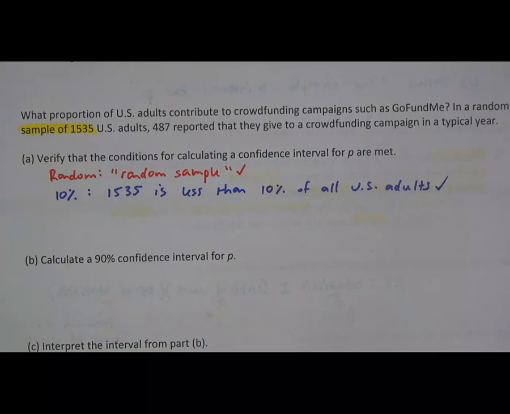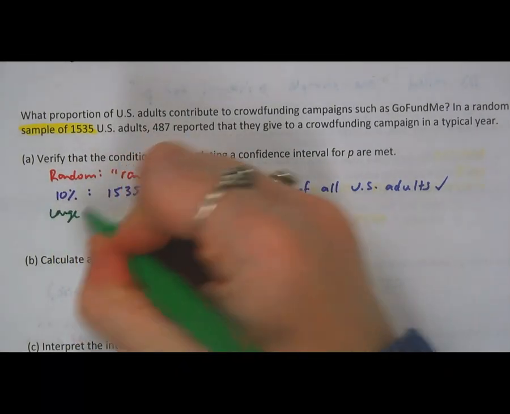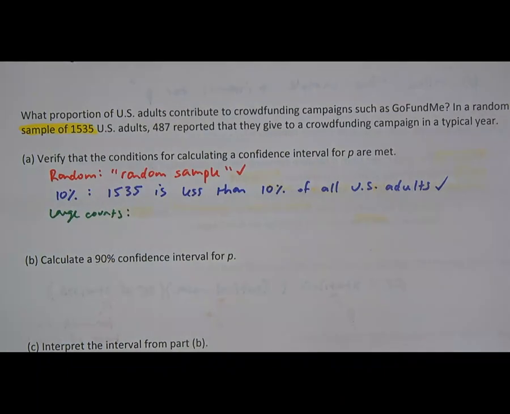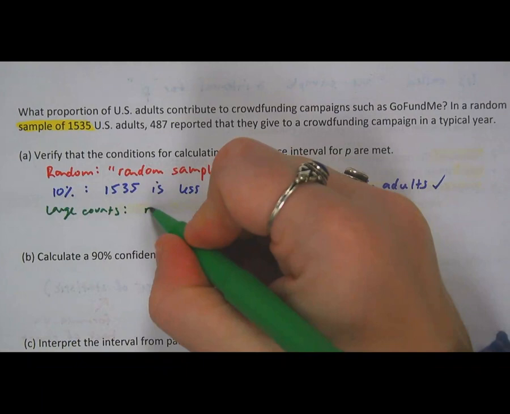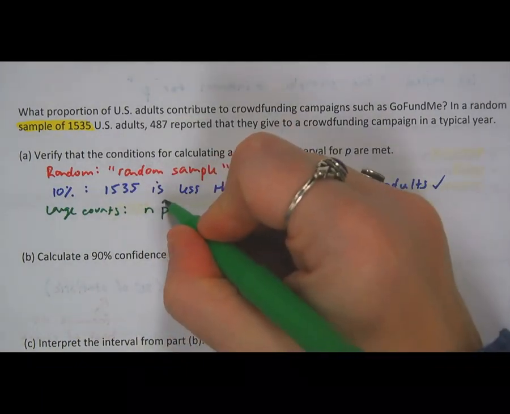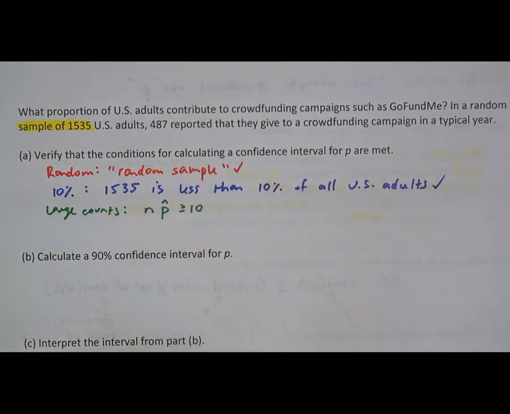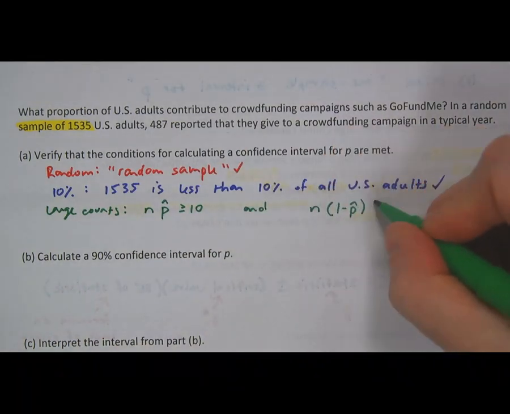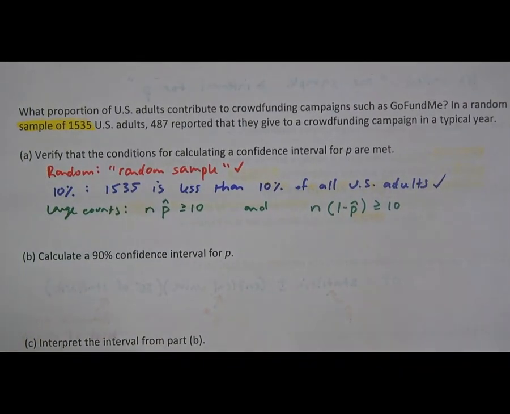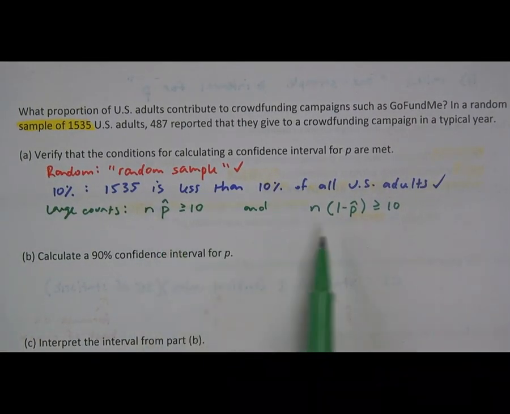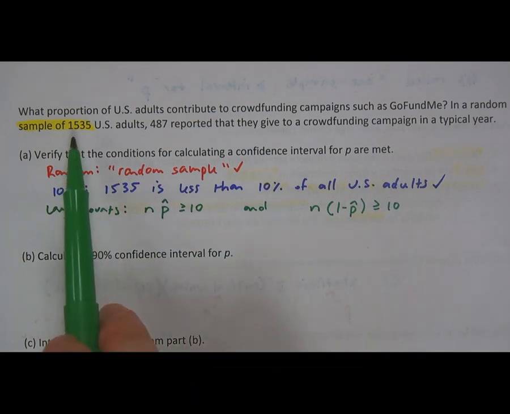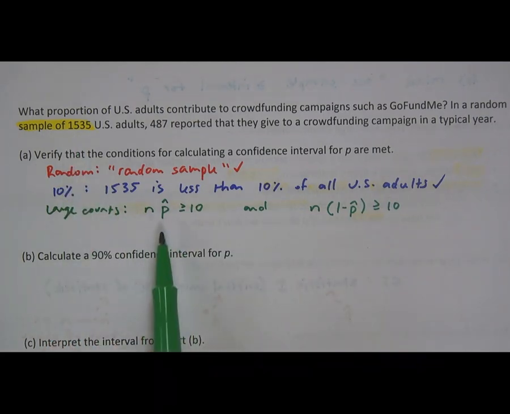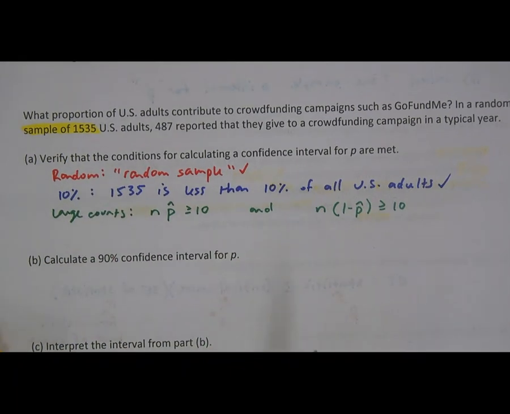And then lastly, let's check the large counts, which will tell us our number of successes and failures. It should add up to that 1,535. So we're going to take sample size times p-hat, check that it's greater than or equal to 10, and sample size times 1 minus p-hat, check that it's greater than or equal to 10. And the really cool thing is, if you understand that these values add up to the sample size, you can just find one of them. Find the successes, and then subtract that from the sample size to get your failures. It's always going to work that way, and that's what's really cool about it.